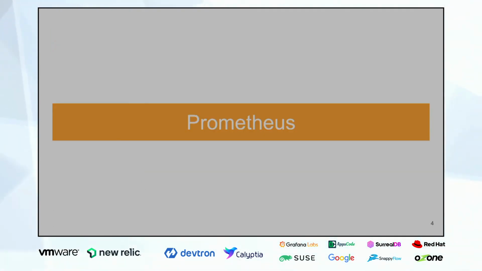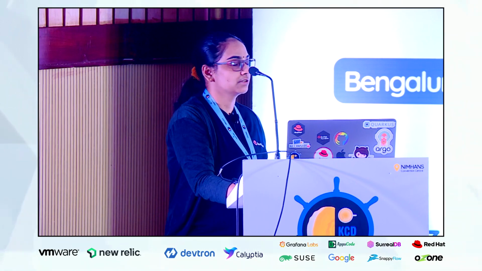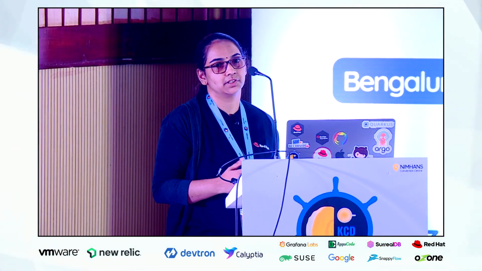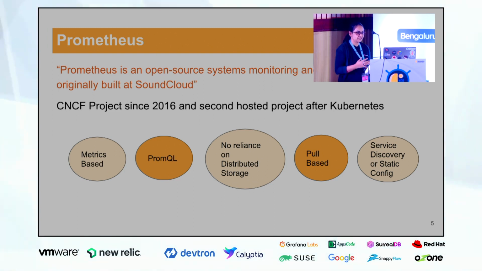So before starting about Prometheus Operator, just talk a little bit about Prometheus briefly. Prometheus is an open source monitoring system and an alerting toolkit originally developed at SoundCloud, but it has been under CNCF since 2016 and it's the second project hosted after Kubernetes. It's a metric based monitoring system which has a multi-dimensional data model which allows it to store time series data. It offers a lot of features, like an inbuilt query language called PromQL, and it doesn't rely on any distributed storage. If you run it on a node, all the data will be stored in that respective node.